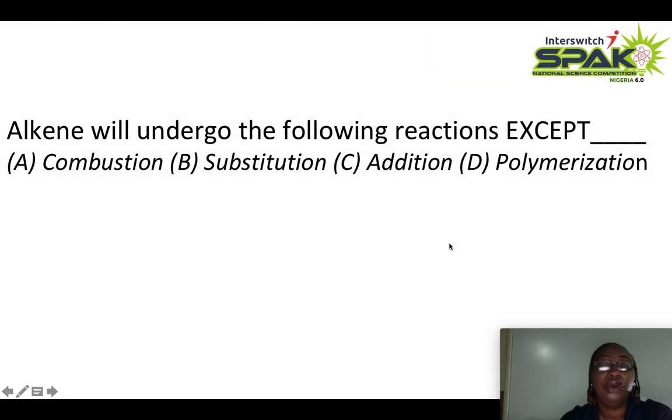Alkenes undergo the following reactions except: combustion, substitution, addition, or polymerization. So which one will alkene not undergo? So we have our answer, substitution. Alkenes undergo combustion, addition, and polymerization, but they do not undergo substitution.